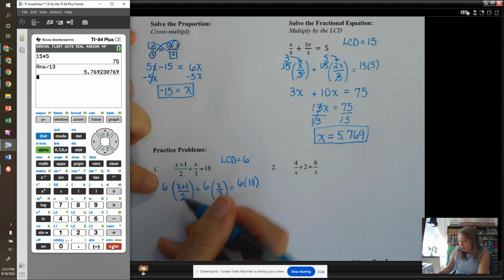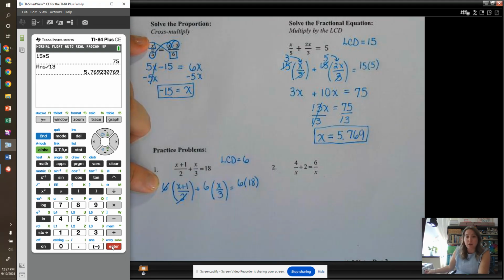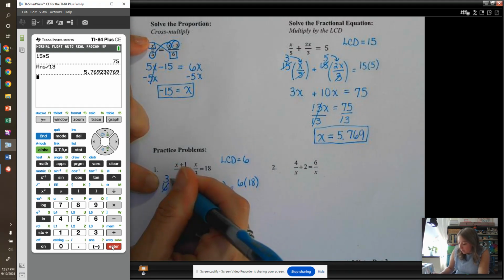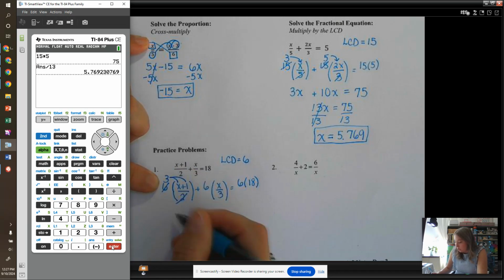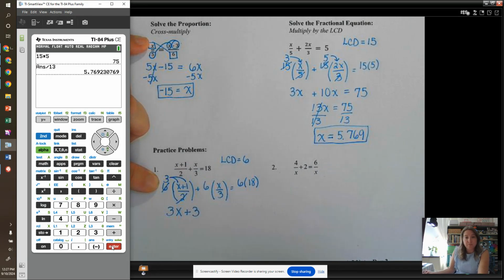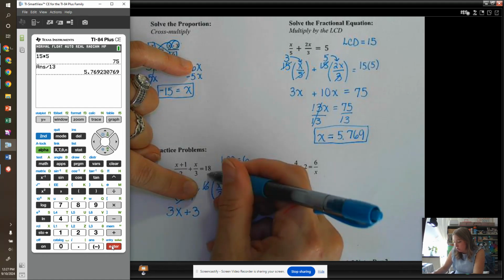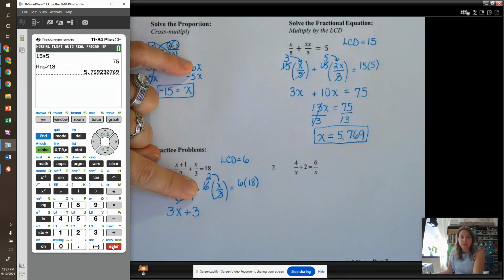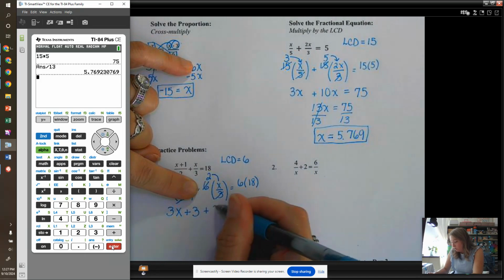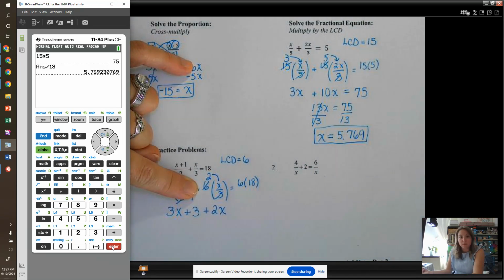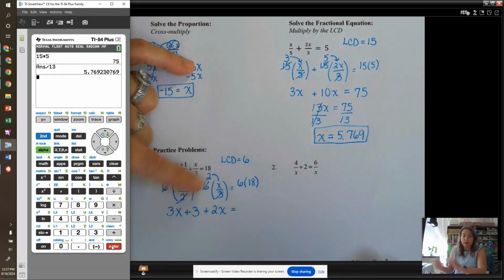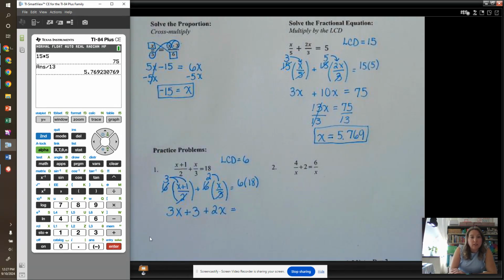So 6 divided by 2 helps me cancel this denominator out, leaves me with a 3. That gets multiplied by this entire numerator. I bring down 3x plus 3. Now I head to the middle where 6 divided by 3 is 2. That gets multiplied by this entire numerator, but that's just 2 times x, which is 2x. Now bring down your equal sign, and over here you've got 6 times 18, which of course gives us 108.